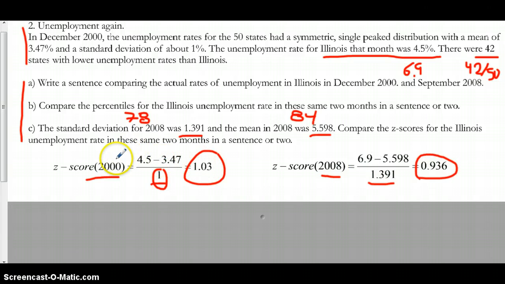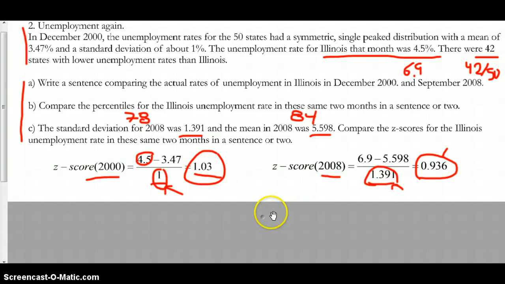So my 2000 unemployment rate is further from the mean. My standard deviation is pretty small. So in 2000, all of the unemployment rates must have been fairly close together in order for 4.5 to be a little further away from the mean than 6.9 was in 2008. And we can see that by this standard deviation. My standard deviation is 1.39%, almost 1.4%, a distance between any given point and the mean. So we're closer to our mean by standard deviations, but remember our standard deviation is bigger.